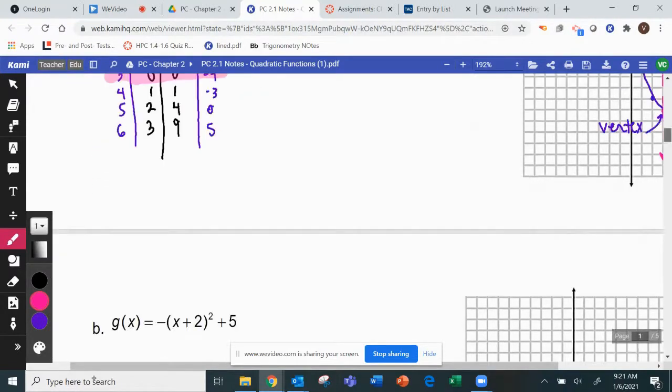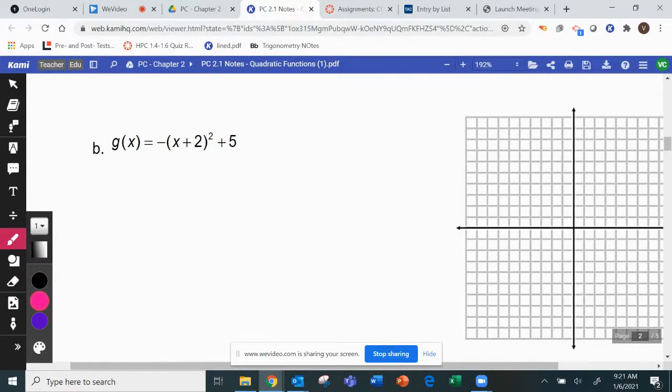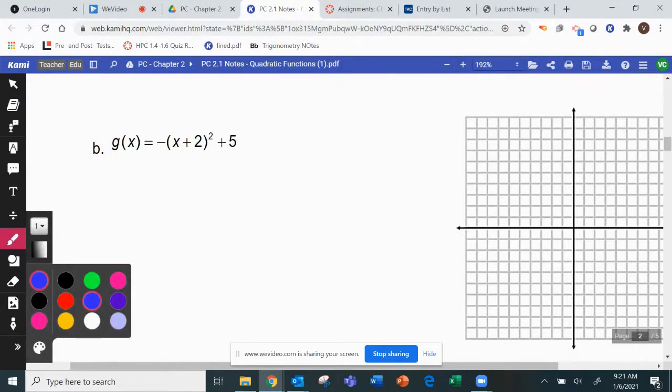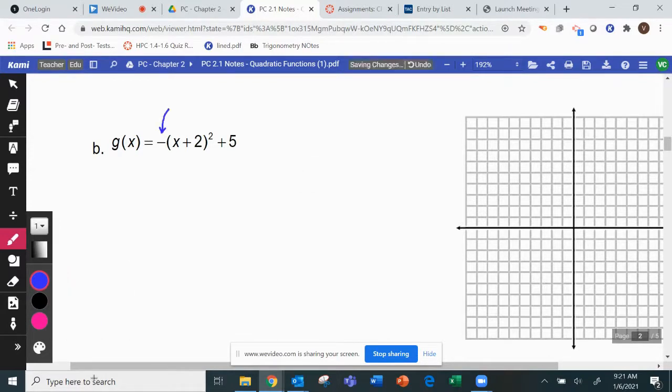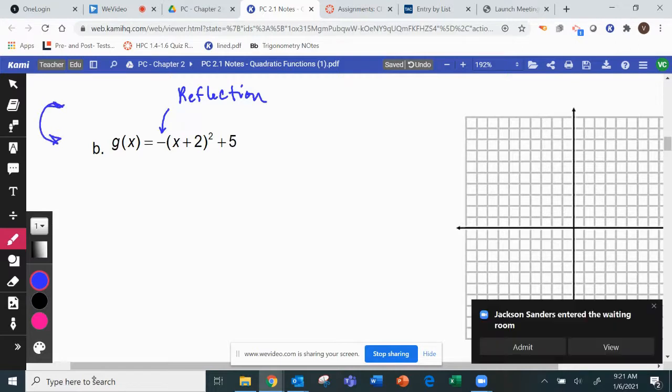Okay. So the first thing I'm going to do is write my transformations. The negative sign out front tells me I'm going to have a reflection. We talked about this in chapter 1 a bunch too. This is a vertical reflection, and to reflect vertically up and down, I need to reflect in the x-axis.